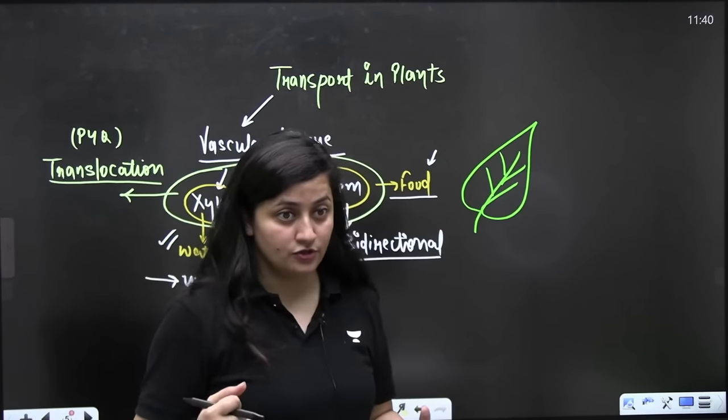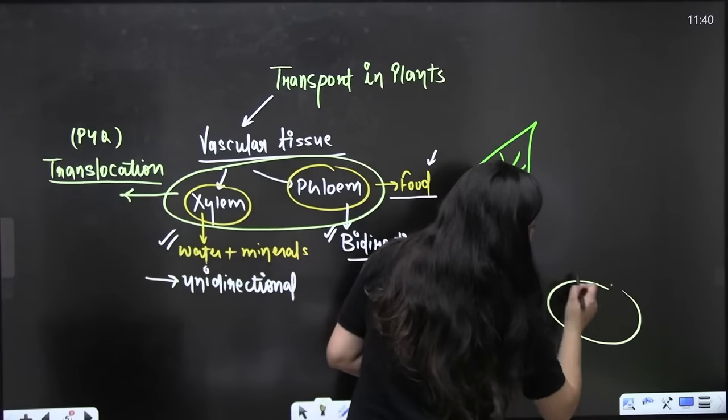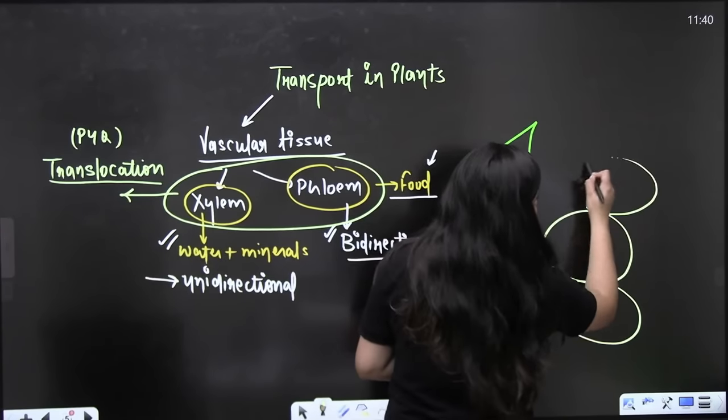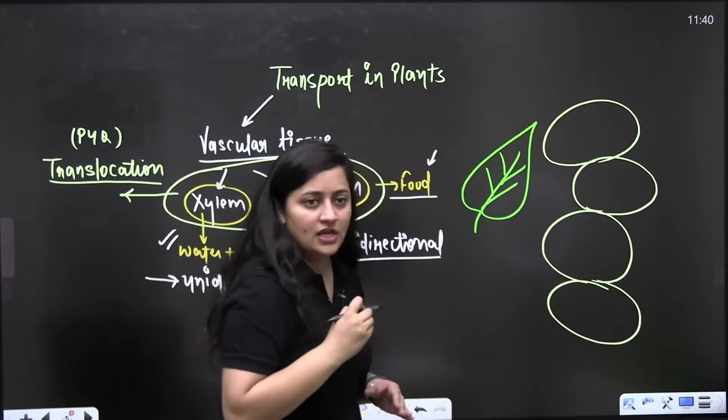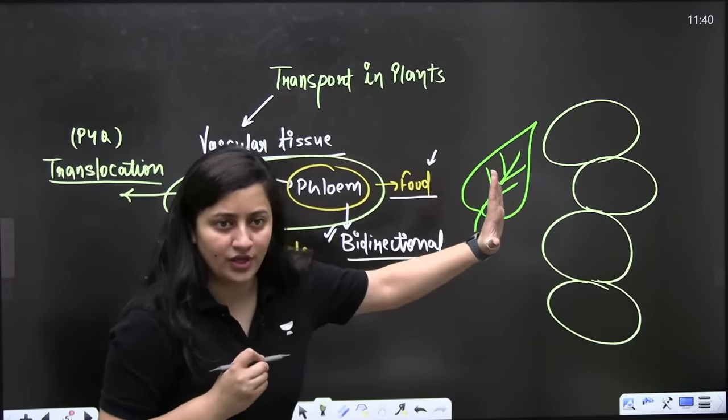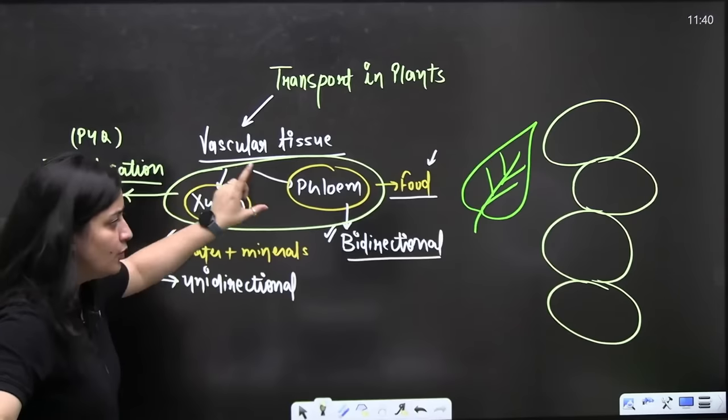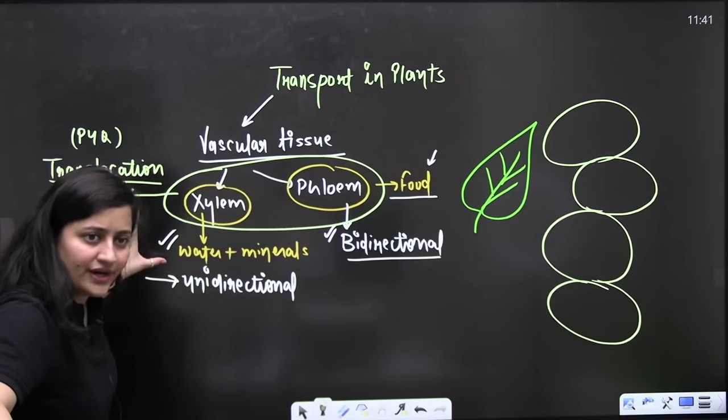Short distance transport is also there. Like, let's say here we are having one cell, here we are having another cell, here we are having one cell, here we are having another cell. So short distance transport is also there. When it comes to the long distance transport, xylem and phloem is included. So it is the translocation.